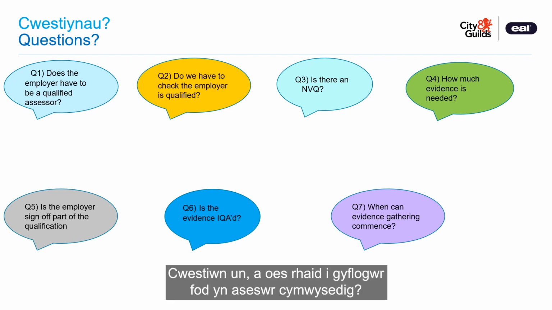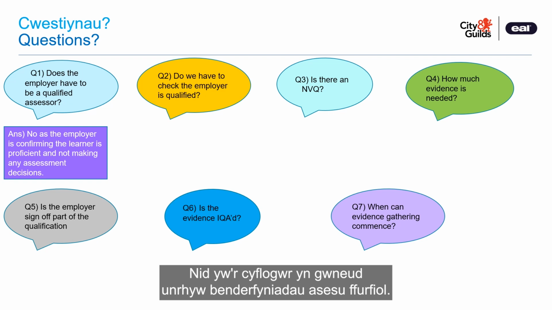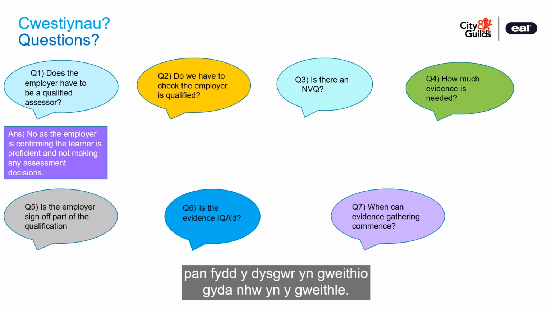So question 1, does an employer have to be a qualified assessor? No, they don't. The employer is not making any formal assessment decisions or not making any judgments on assessment decisions. All they're doing is confirming that they are happy that the learner is proficient in working at the required industry level when the learner is working with them in the workplace.